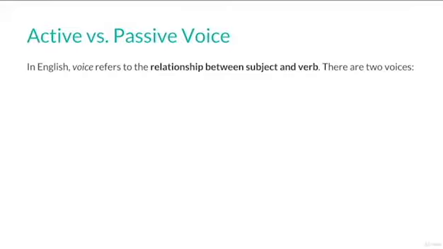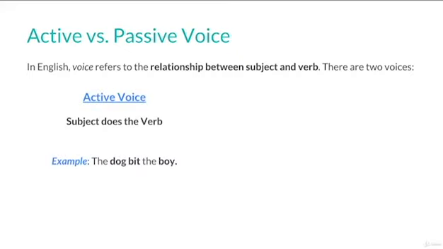In the English language, when we talk about the voice of a sentence, we're basically talking about the relationship between the subject and the verb. So in English, we only have two voices, the active and the passive. Here's what the active voice is. Basically, the active voice is when the subject does the verb.